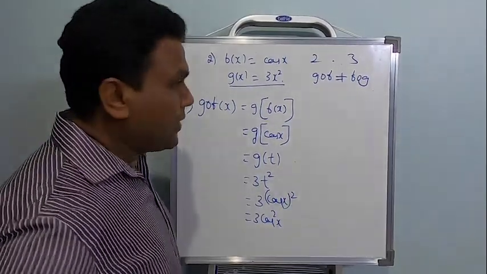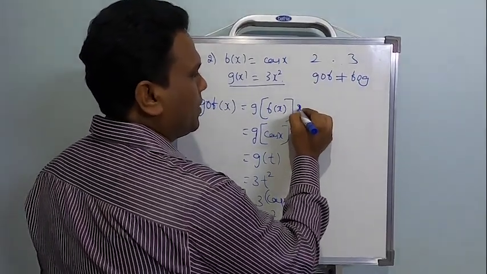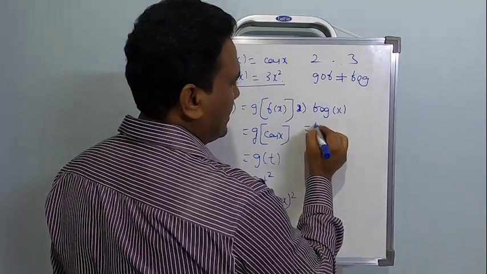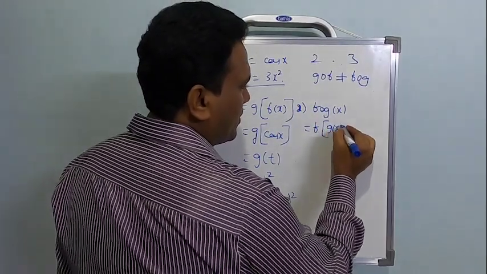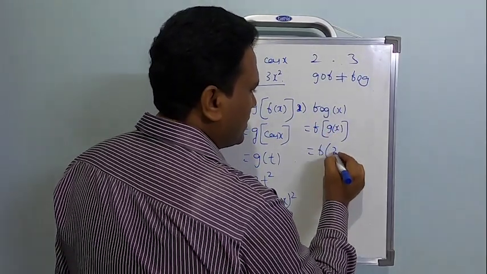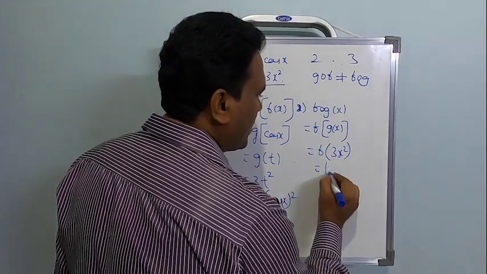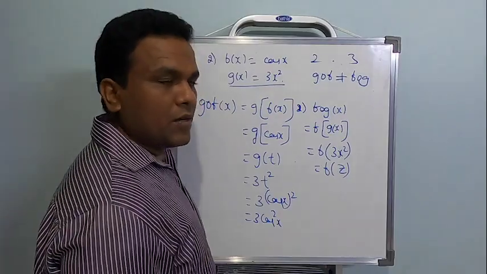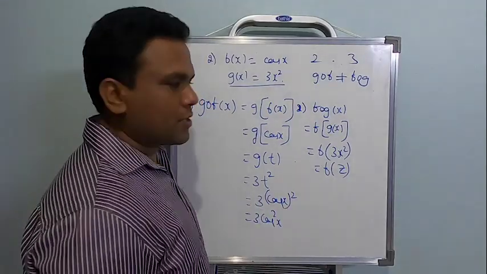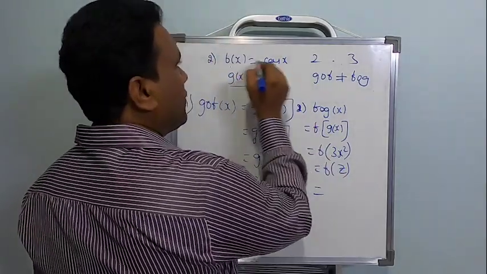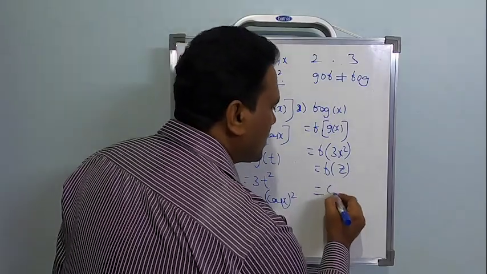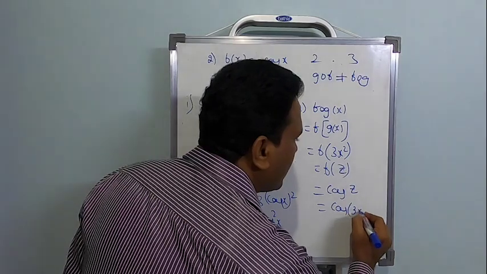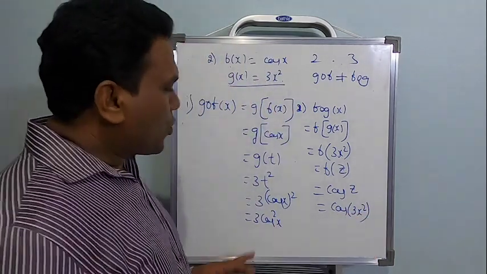Now the next, we need to find something called f of g of x. Let's rewrite it: f of g of x. g of x is 3x square. I will give a name for this one, let me call it z. So the value of z will be equal to 3x square. So f of x equal to cos x means f of z should be cos of z, the value of z being 3x square. So what do you notice?